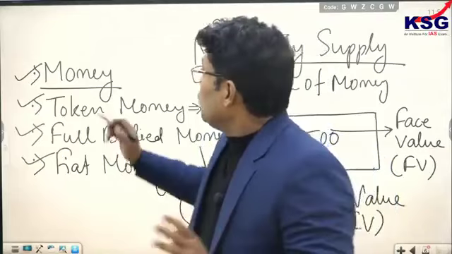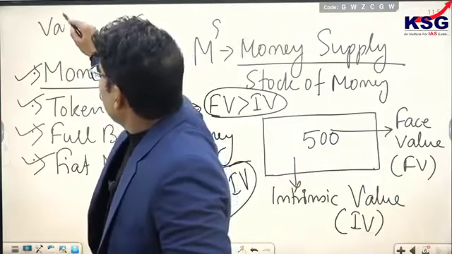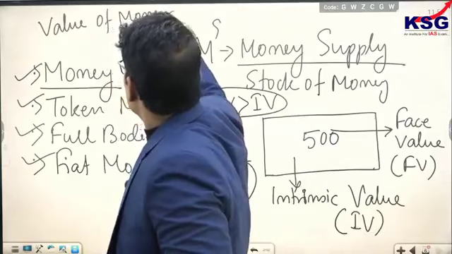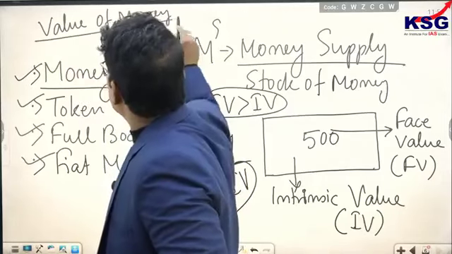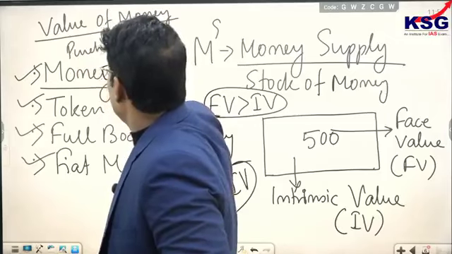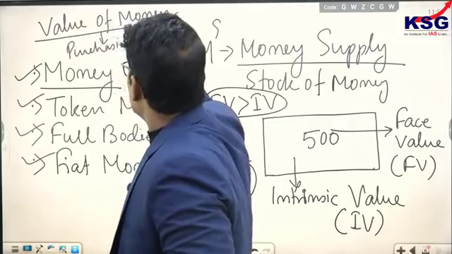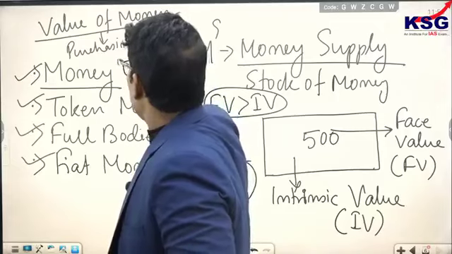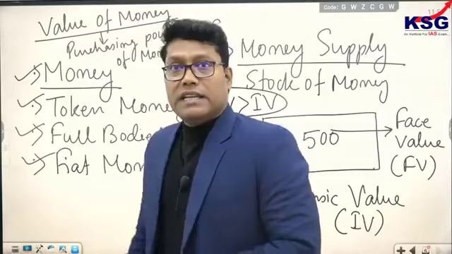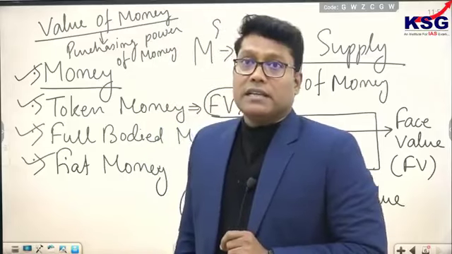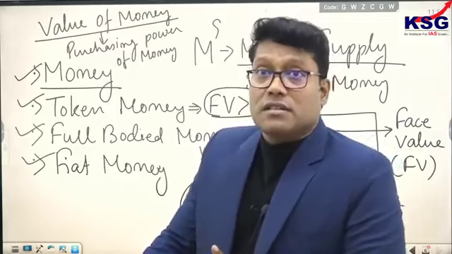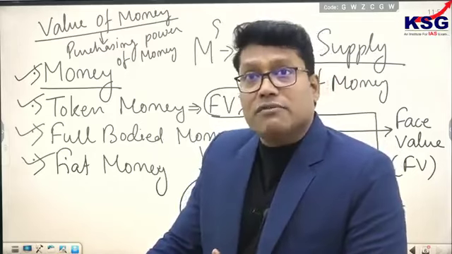One more concept: value of money. When you say value of money, it simply means purchasing power of money. Simple meaning. When you say value of money, it means purchasing power of money. And the purchasing power of money depends on inflation.